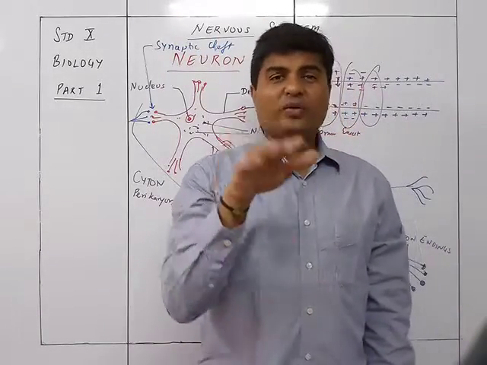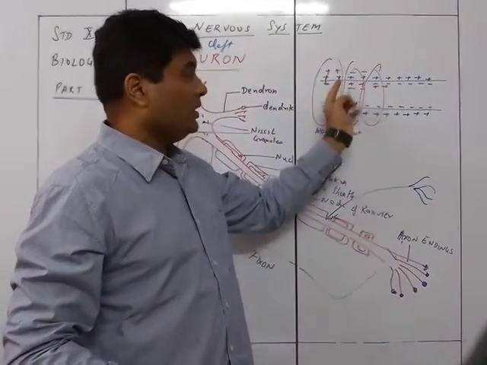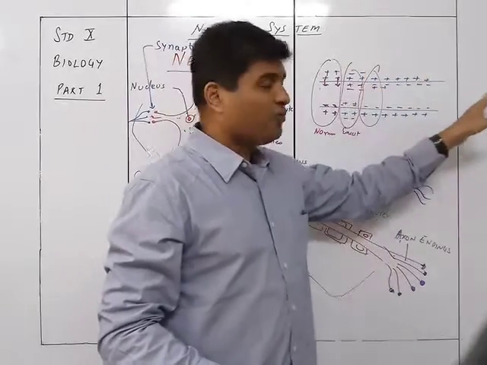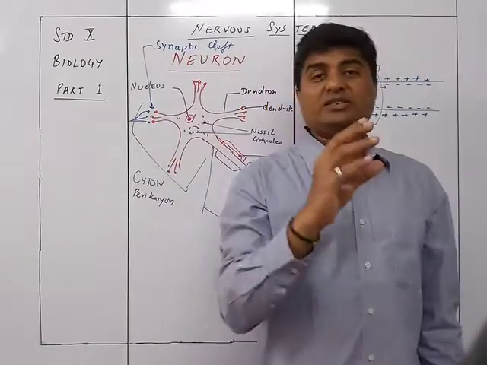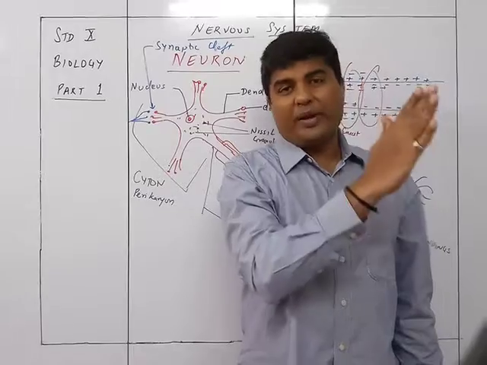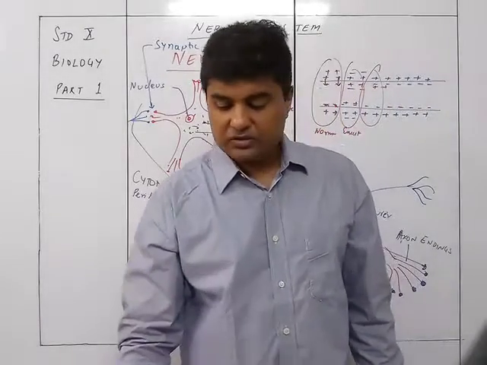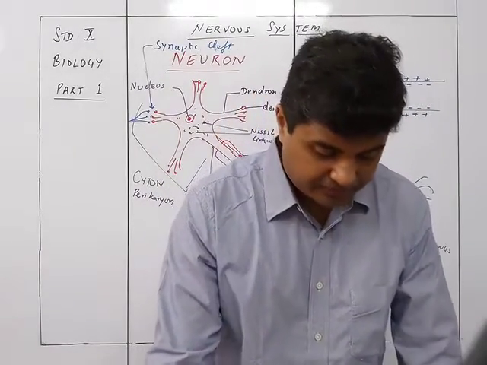So that wave which is going to be formed will be similar over here. The wave of sodium ion is going to be formed inside that axon, and hence the impulse is moving from one end of the axon to the other end of the axon.